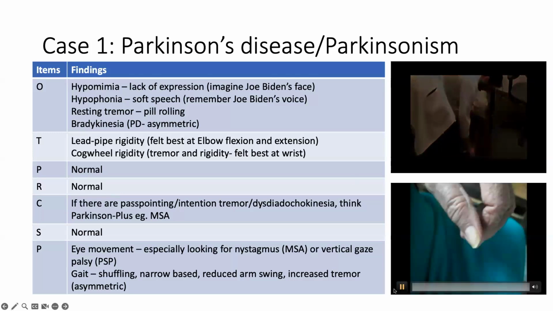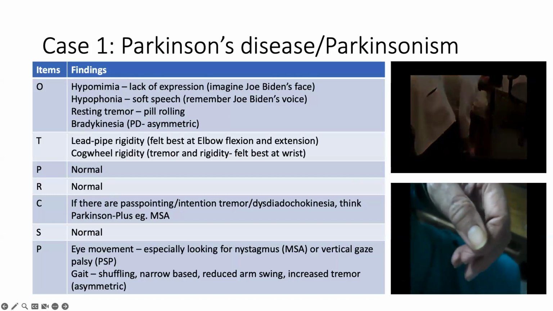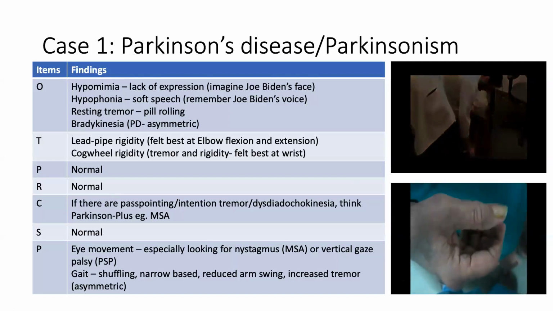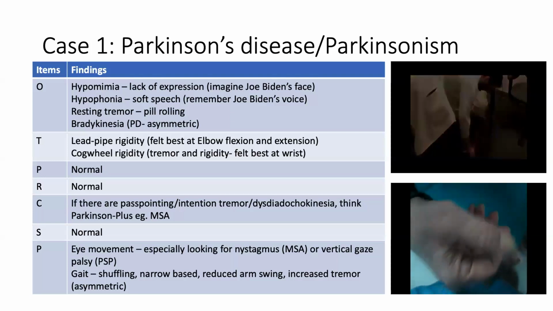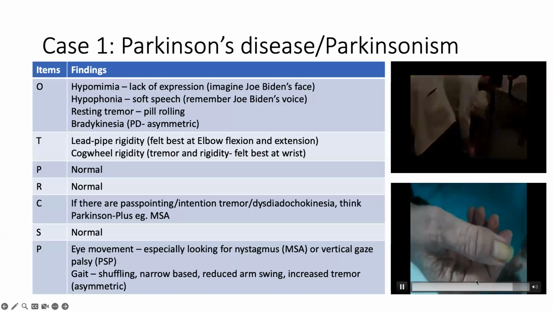And then this is a pill rolling tremor. So it's movement of the thumb. The thumb looks as if it's moving side to side, adduction and abduction, and the index finger looks as if it's in extension and flexion. So that gives the pill rolling movement, and it's a resting tremor.